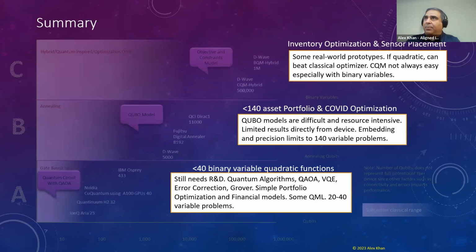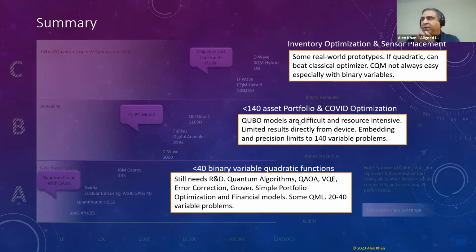Okay, so just in summary, you can see that at the low level over here with the gate quantum computers, we can do problems that are less than 40 binary variables. This is an area still where a lot of R&D is happening. We have to improve our algorithms, error correction, and of course, as these devices improve, they'll be able to solve larger and more complex problems.